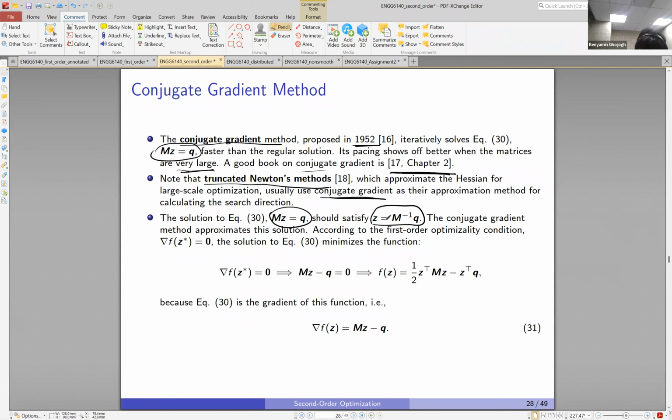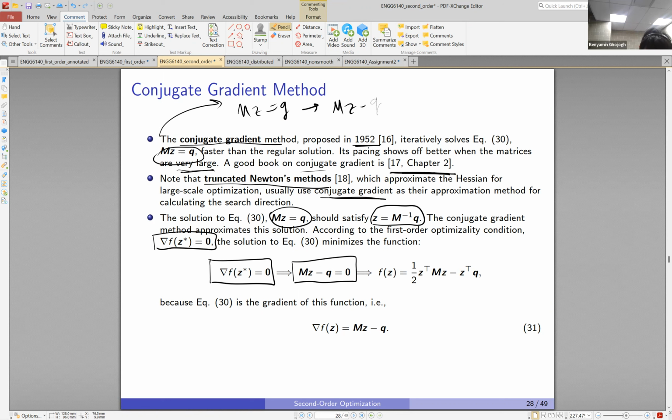It's good enough. According to the first order optimality condition, as we learned in high school or college, the gradient at the extremum should be 0. Right, at the minimum it should be 0, and so the solution to equation 30, which is mz equals q, minimizes this function. Why? Because we know the gradient should be 0. Therefore, I'm rearranging mz equals q to become mz minus q equals 0.